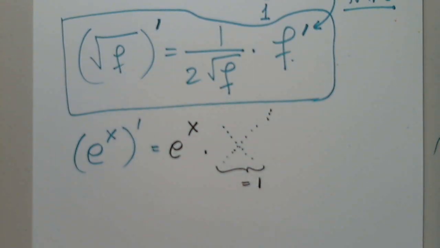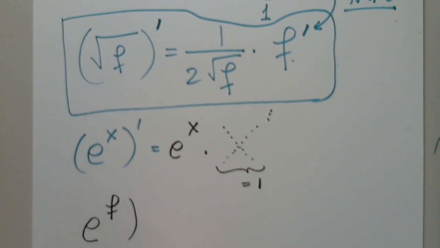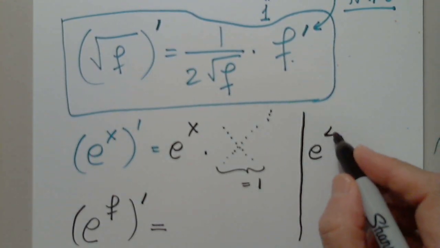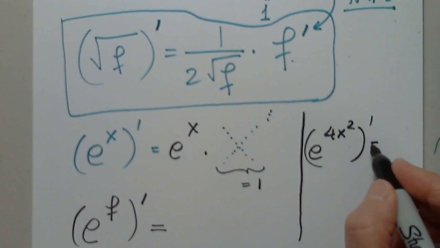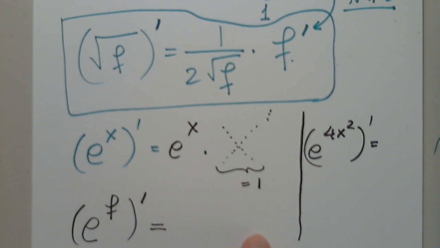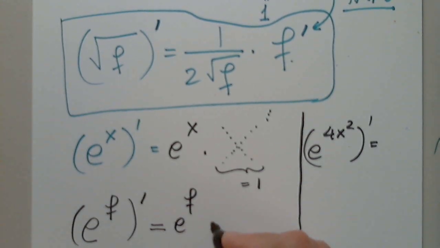Is it 1? Exactly. But if we have e to a function, can anyone discover the formula for e to a function prime? Give it a shot, please. Anyone? What do you think? It's okay if you're wrong. Would it be e to that function times the function prime? That's it.